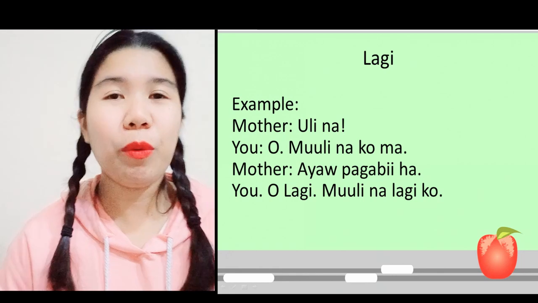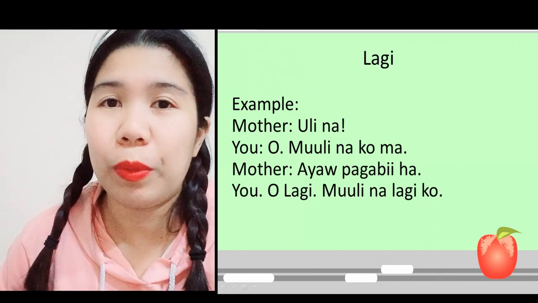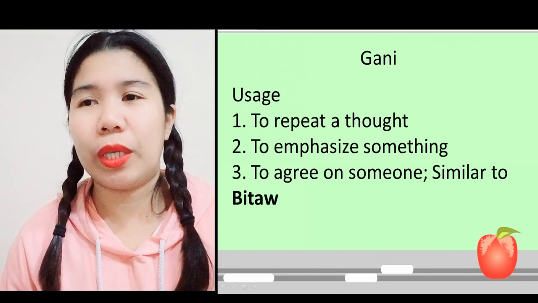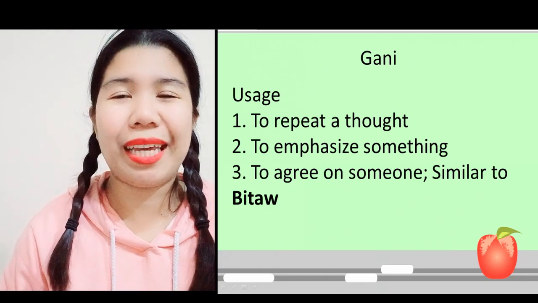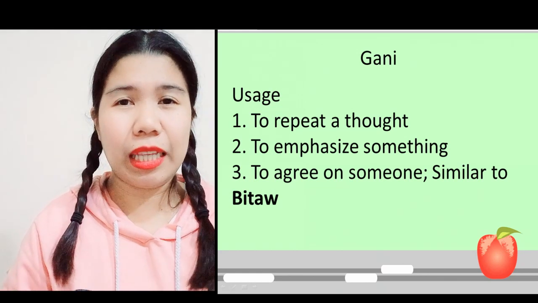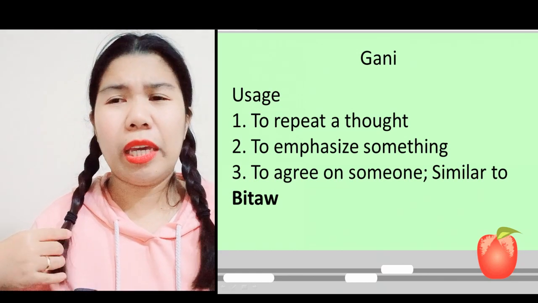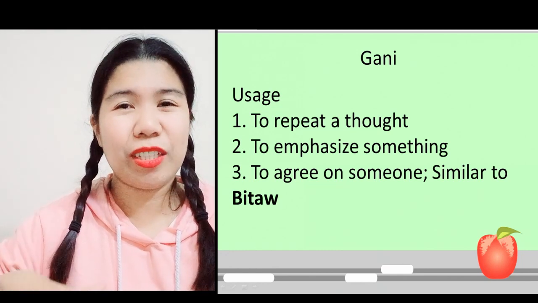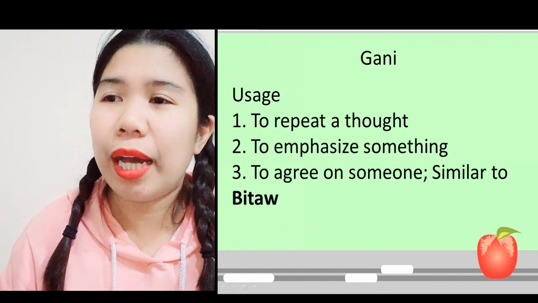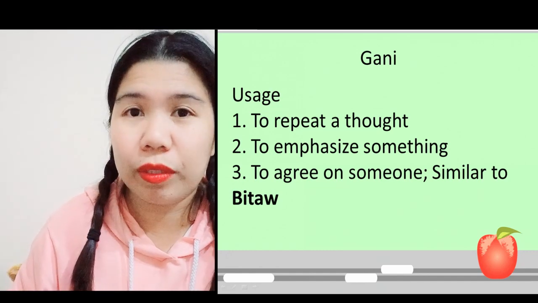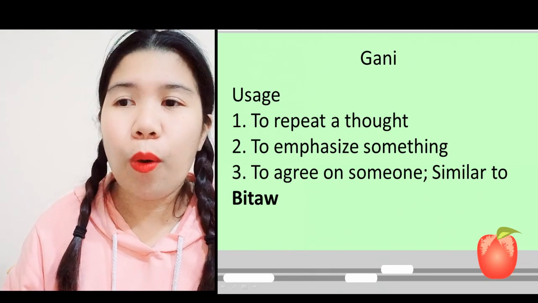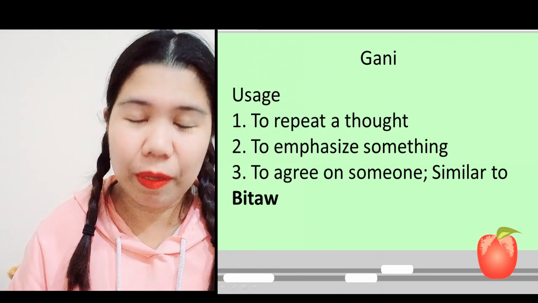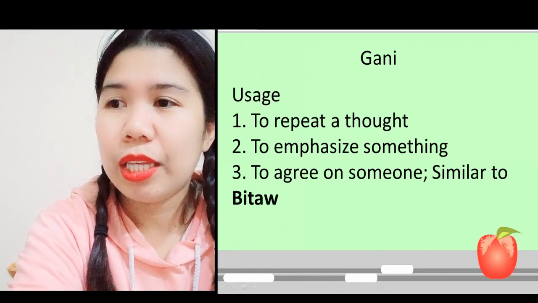Okay, now we will go to the last word that we will learn today. We have gani. Everybody say gani. Gani. Okay, so gani, I actually placed it at the end because gani is a little confusing. So it might work like bitau. It might also be similar to lagi. You will discover later anyway. So gani, you will use that to repeat a thought, to emphasize something, or you could also use it to agree with someone. It's similar to bitau. Okay, anyway, let's discuss these three usages.